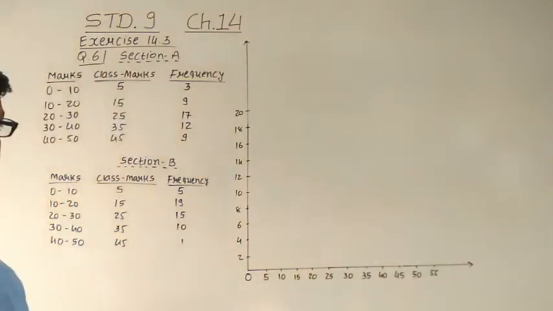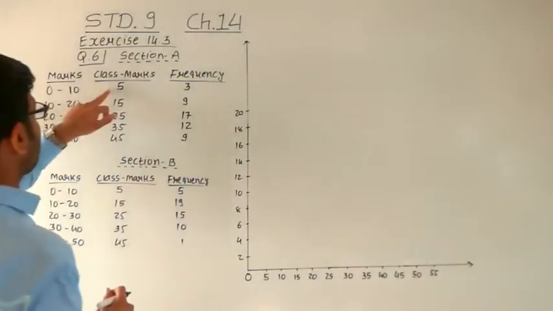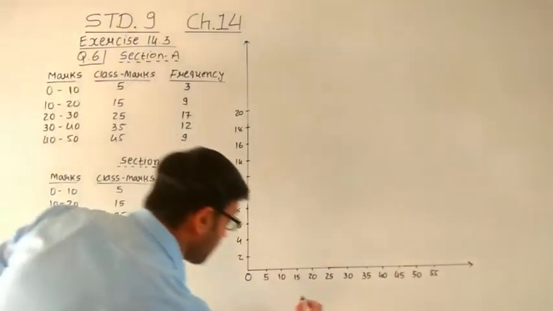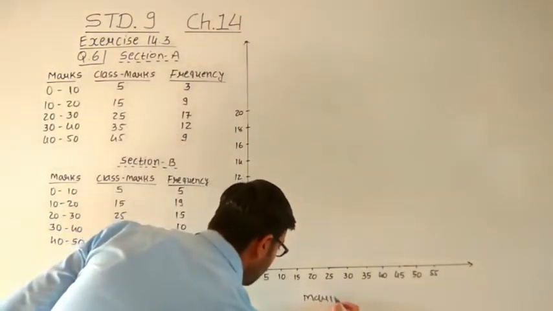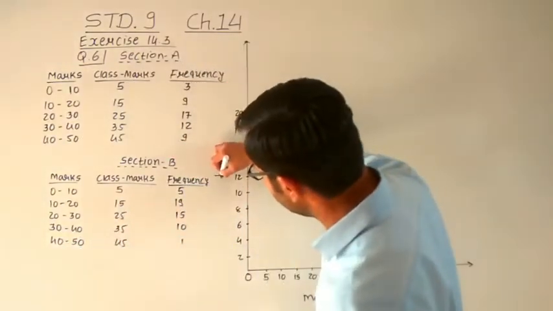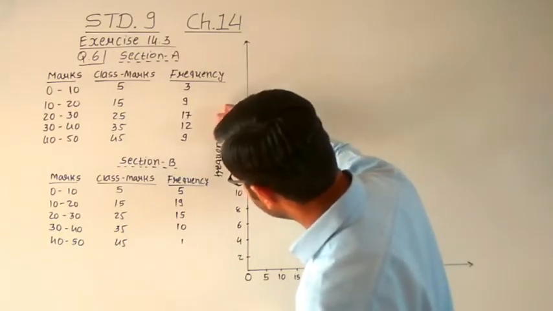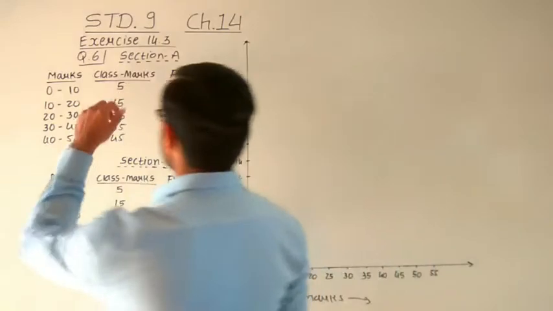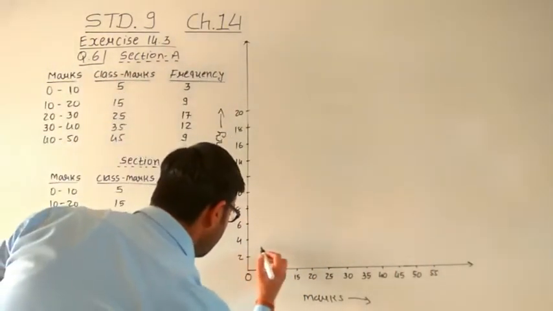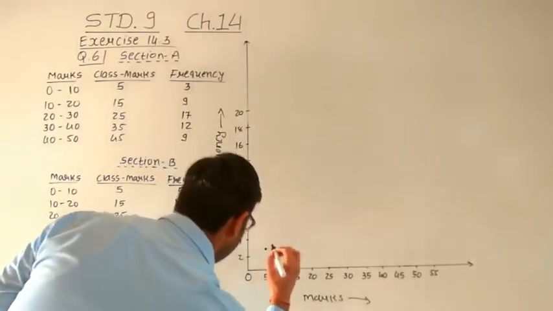So now let us represent the data for the first section. For the first section, the class mark is 5 and the frequency is 3. Class marks, these are the marks actually, and here we are representing the frequency. Right? So the first class mark is 5, frequency is 3. So 5 and 3, 3 is between 2 and 4. So here we get the first point.